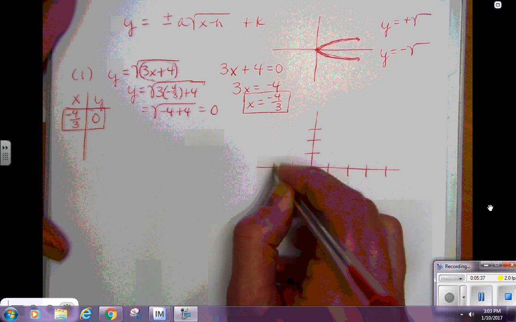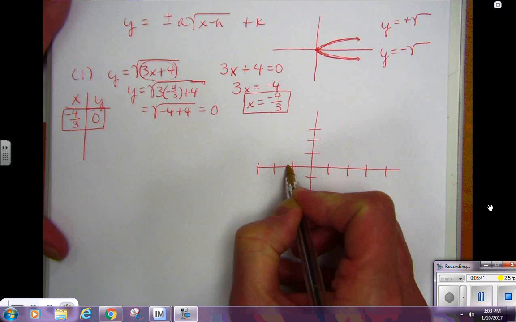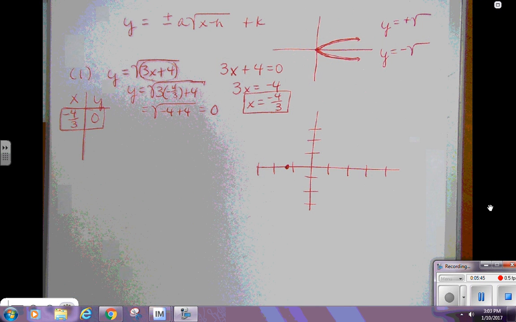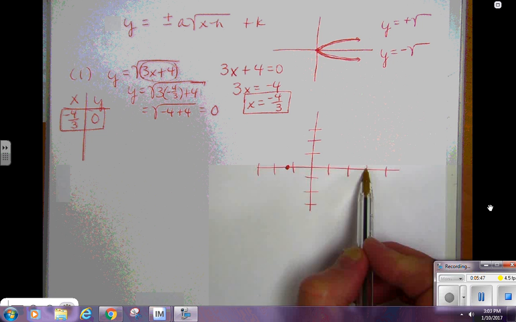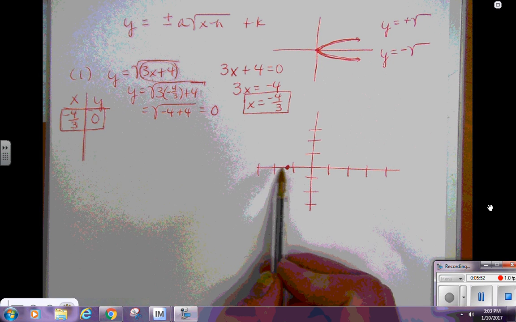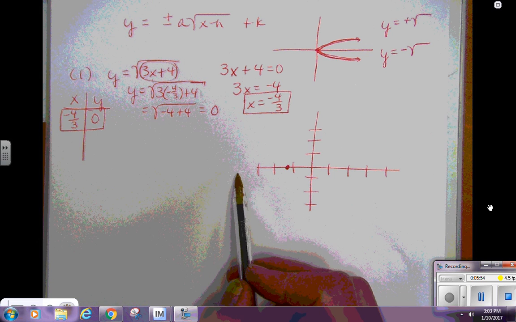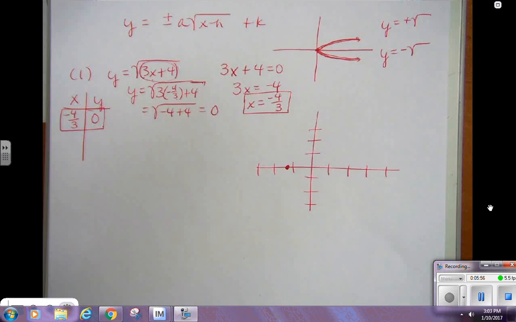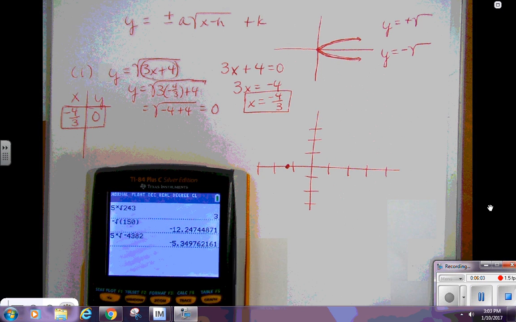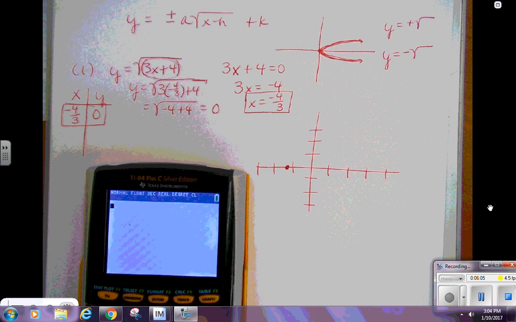Okay, so negative 1 1/3, 0 is right here. And I want to choose values that are on the right side of that value for x. I don't want to choose x's that are on the left side because that will give me imaginary numbers inside the radical. So now I am going to look at my calculator and let that help me get other values for my x and y.